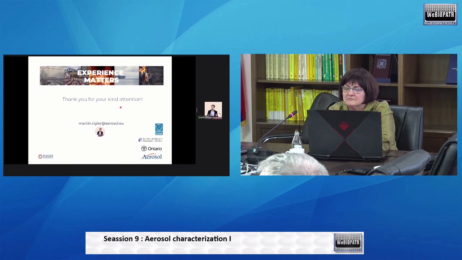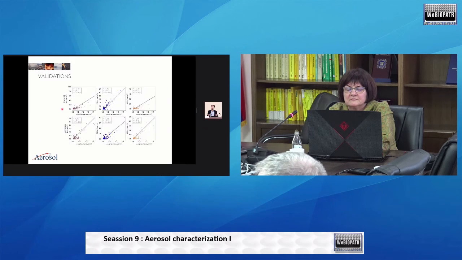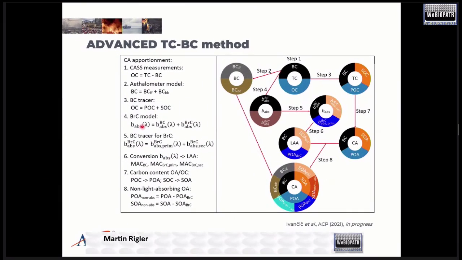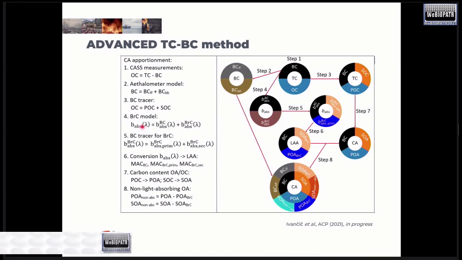Okay, so, I hope I understood the question. We use the same method. So this BC tracer method, which was used in previous papers only for the whole organic carbon, we use on the absorption part. So we do the BC absorption tracer for the absorption of brown carbon and black carbon. So this is something we do here: BC tracer for brown carbon. By that, we get a similar result as in this step here. I hope I answered the question.